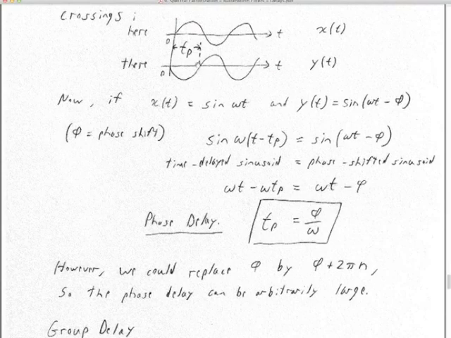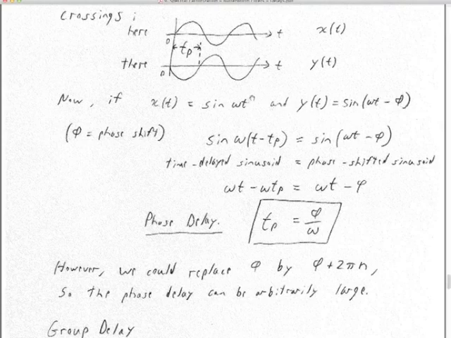The actual phase number would be zero at that zero crossing up, if you're talking about a sine wave. So here's a sine wave. x of t is equal to sine omega t, and then y of t with the phase delay is sine of the quantity omega t minus phi, and that little phi is the phase shift.